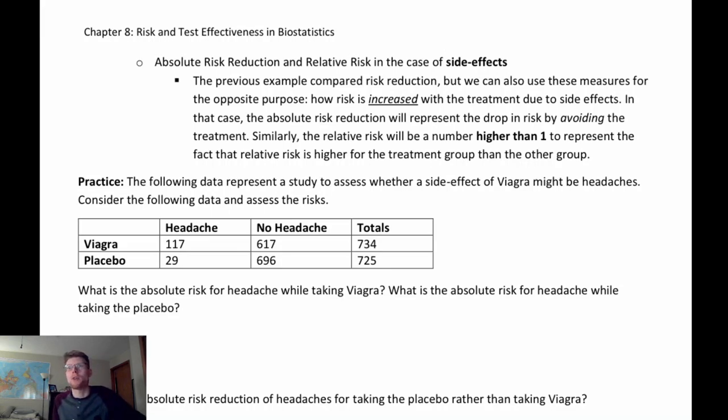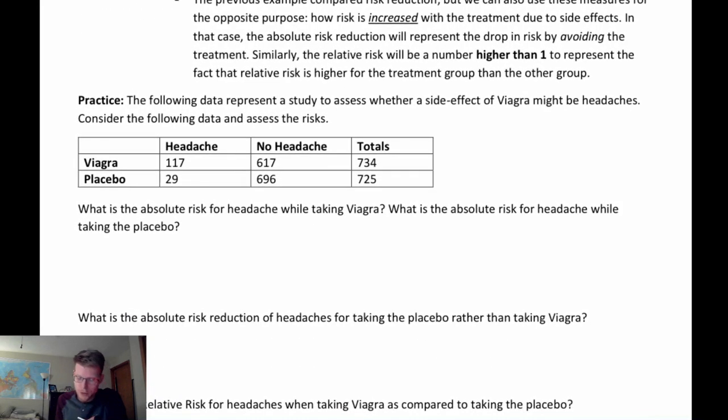We have 734 folks who took Viagra, 725 who took a placebo, and we can see how many of them had a headache or didn't have a headache. How different is this? How can we measure this? So first, let's start with absolute risk for headache while taking Viagra and absolute risk for headache while taking the placebo. Maybe you can try this on your own, but it's going to be 117 divided by 734 for Viagra. So this is the risk with Viagra. And then the risk with the placebo is going to be 29 over 725.